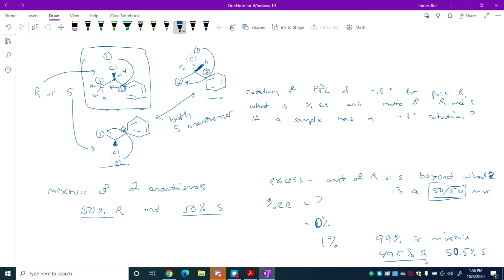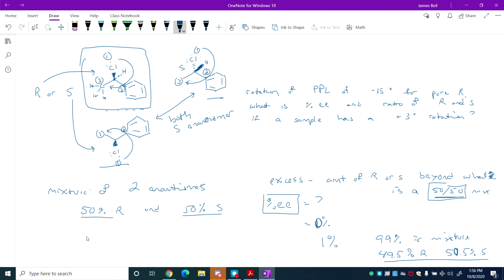So it's almost exactly 50-50. For every 49.5 molecules of R there are 49.5 molecules of S plus one more. So there's an excess of 1 out of every 100 molecules that is S, and the other 99 out of 100 are a 50-50 mixture of the two. So the excess is the amount beyond the 50-50 mixture.